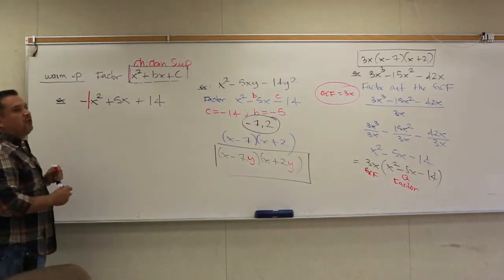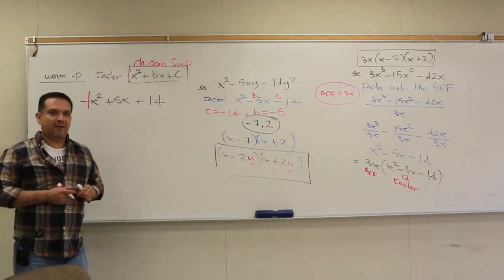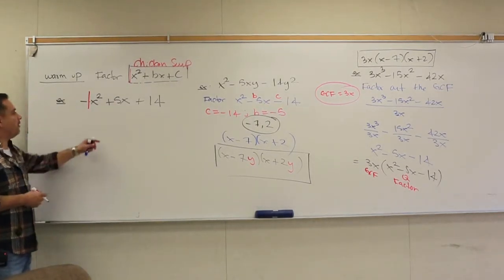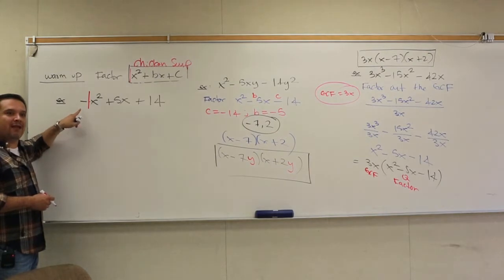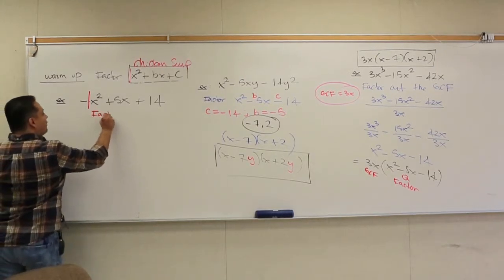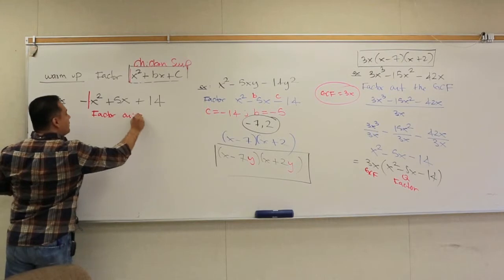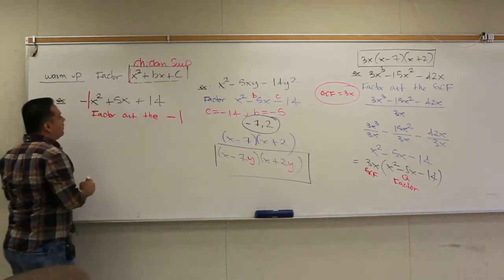Let me say this to you always, always, always. In mathematics, we hate to factor when that leading coefficient is negative. It's like, oh no, it's negative. You guys know how you fix this? I'm going to say factor out the what? Negative 1.